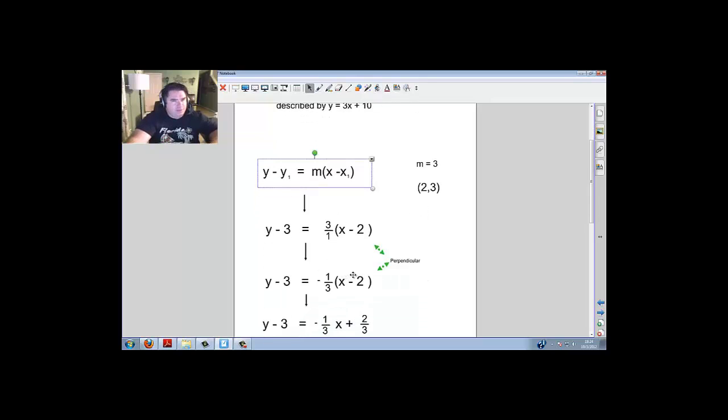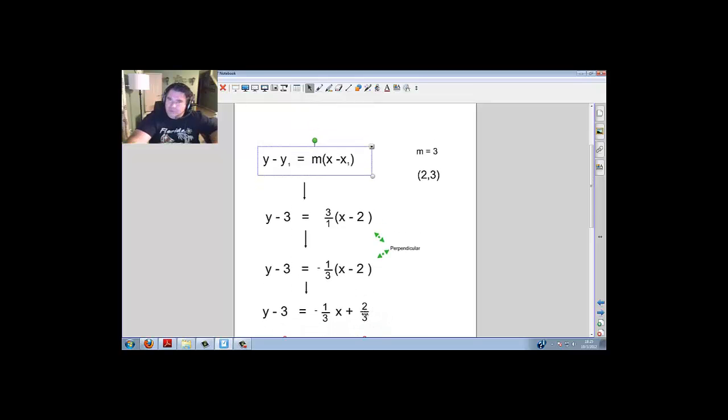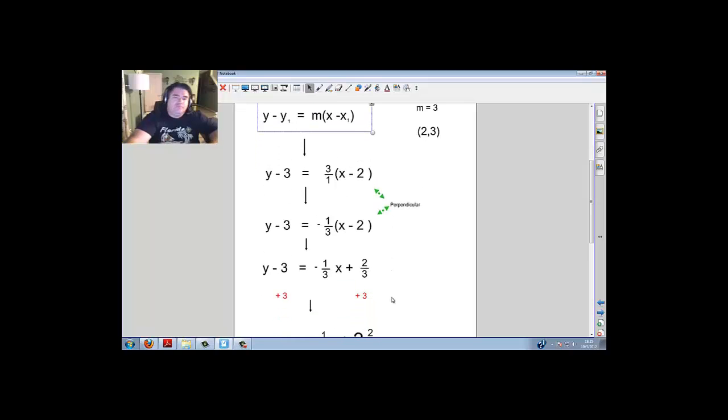Okay. So take a breath. Negative 1/3 times x is negative 1/3 x. Negative 1/3 times negative 2: negative times negative makes a positive, 2 times 1 is 2 over 3, or simply 2/3. Honestly, I don't care if you put 2/3 or 0.67. That's up to you. At this point, if you need decimals to get by, I'm not going to complain. I have to get y by itself, though.